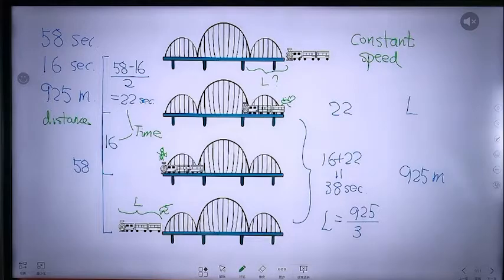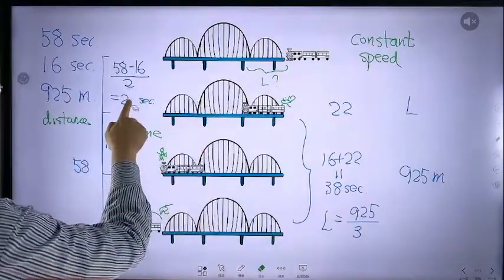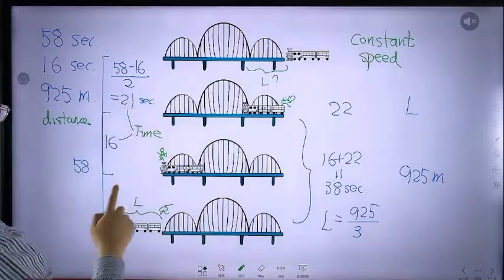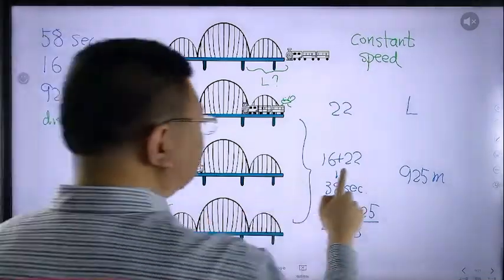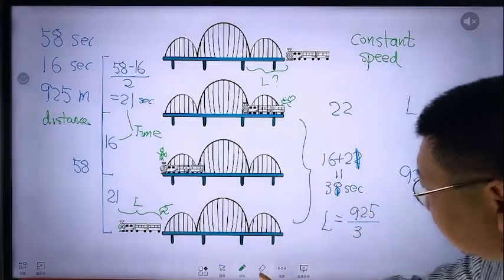Did I make some mistake? Yes, I think I made a numerical mistake. I think it was supposed to be 21, not 22. Yes, you are right. So 21, and then here's 21 again. So here we have 21, and then here I have 37.